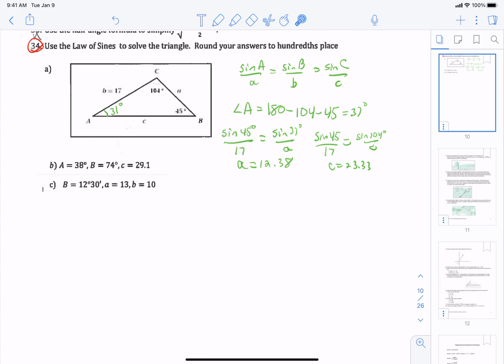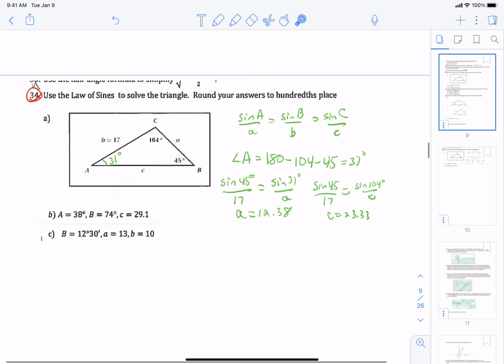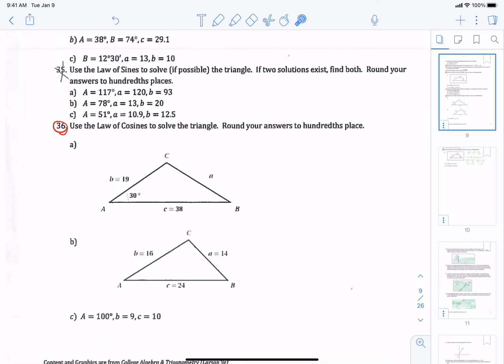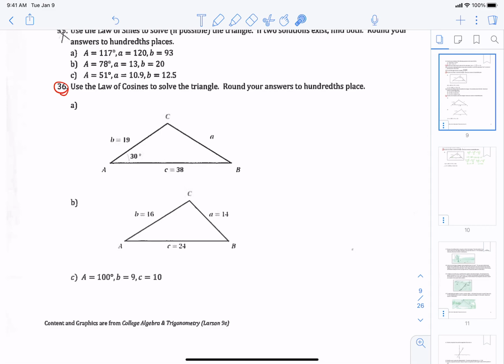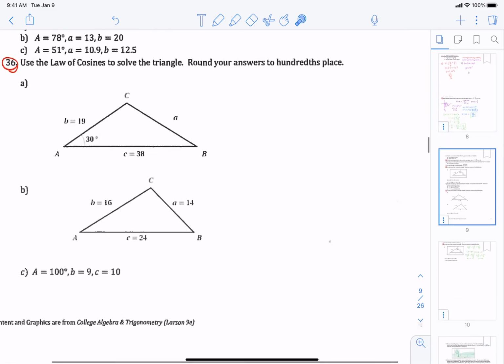Okay, I want to do a law of cosines with you because that's on the test as well. The law of cosines one, I will do with you, 36A, and again, you need to finish B and C. Let's do 36A. Let me tell you what the law of cosines says. There are 3 versions, but you really only need one. If you want to write these down, we're going to go a squared equals b squared plus c squared minus 2bc cosine of angle A.